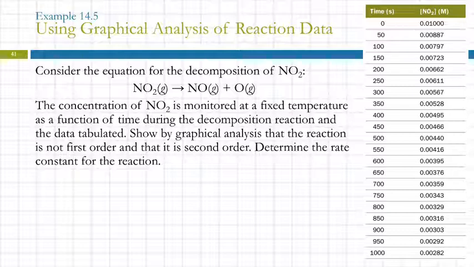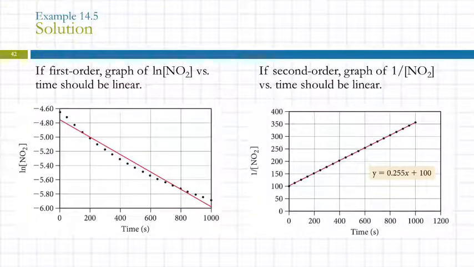So what we're going to do is graph that data. We have to manipulate the data first. This is the concentration of NO2, that is what's measured. We need the reciprocal of that for our graph. We also need the natural log, because I forgot about this one. So for first order, we have to graph the natural log of the concentration versus time. And so that's done here.